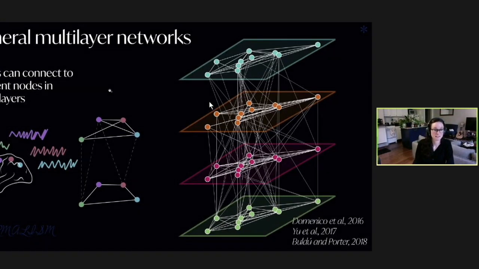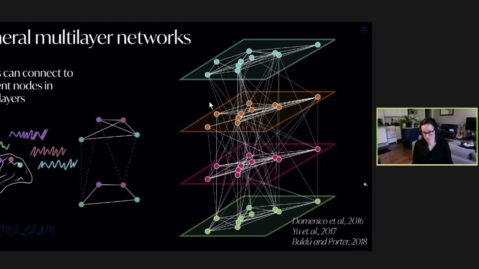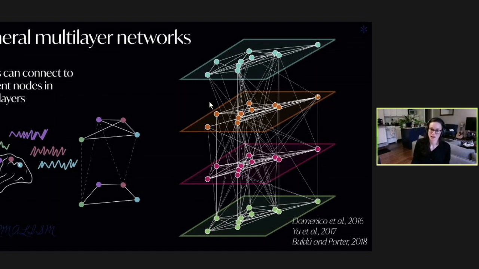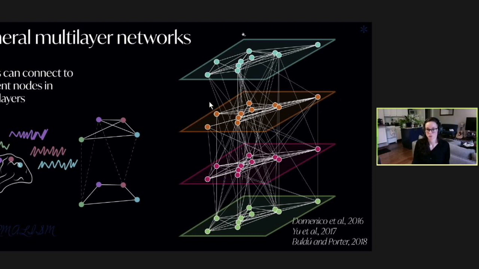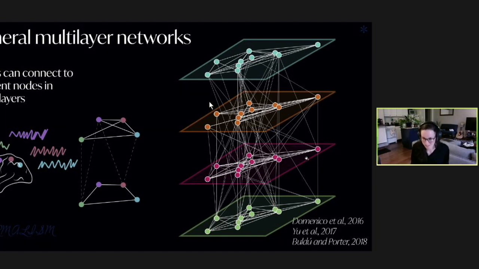So in general, multi-layer networks can encode situations where we have nodes connecting to whatever other node they please in other layers. So this brings us back to the frequency band example from before, and you can see examples of this in the papers down at the bottom right. But in general, the multi-layer network framework is just as happy to encode systems like this, in which nodes in, for example, the orange layer can connect to any number of nodes they please in the pink layer.